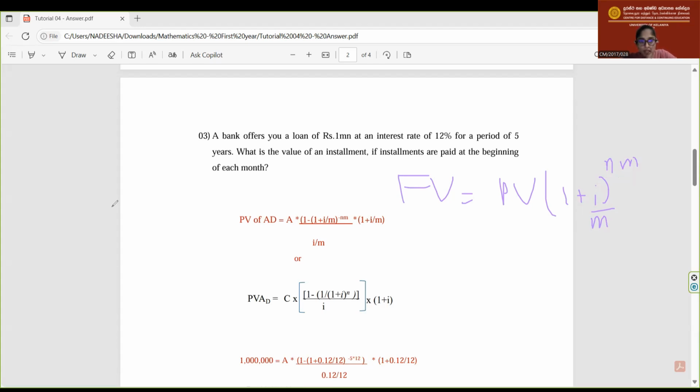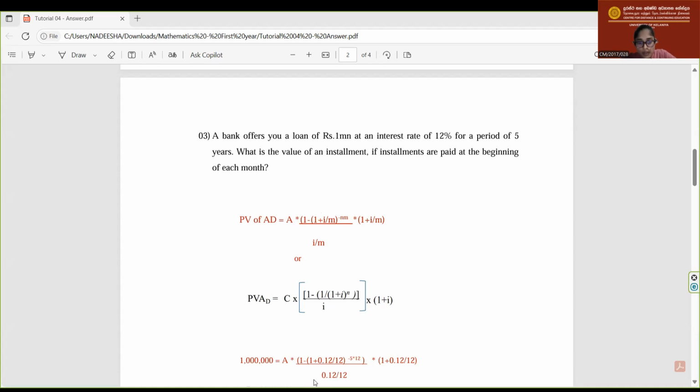You know why it's the present value? Because when a bank offers you a loan, it offers you 1 million by now, the today value, right? Always remember that the bank offers you a loan today. Therefore, 1 million equals A, which is what you have to find, because we want the value of an installment if installments are paid at the beginning of each month.